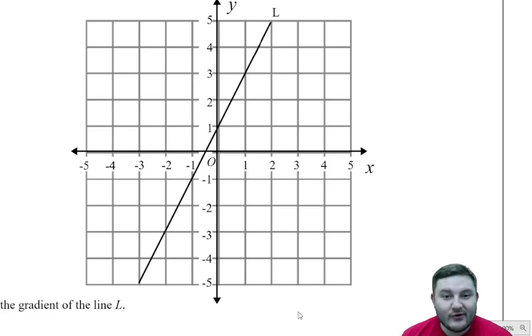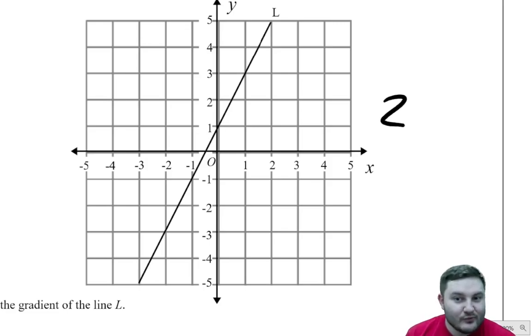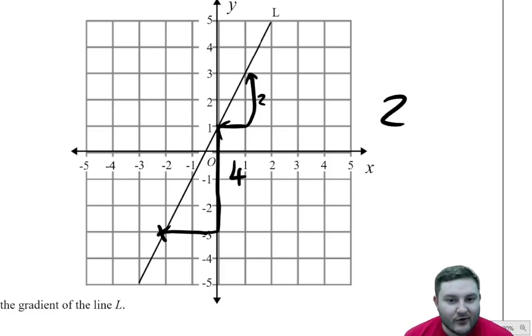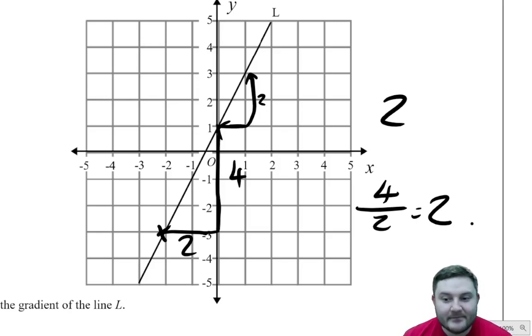Okay, so hopefully you've spotted that the gradient is 2. Now you could have done it by saying that for every 1 square you go to the right, you go 2 squares up. And you could have alternatively done it by picking 2 coordinates, drawing your right angle triangle in, realising that it goes 4 up with 2 across. 4 divided by 2 is 2, so the gradient must be 2. So either way, whatever way you did it, you should get exactly the same answer.